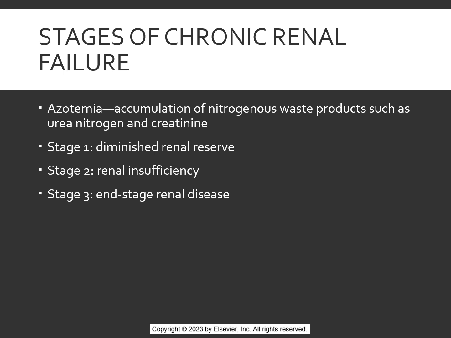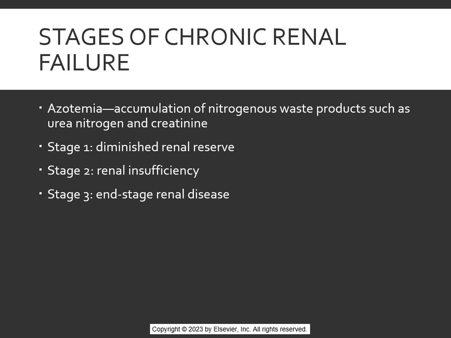There are 5 stages of CRF, all defined by their GFR. A normal GFR is 125 milliliters per minute. In stage 1, GFR is greater than 90 milliliters per minute. There is a diminished renal reserve, but no accumulation of metabolic waste. In stage 2, GFR is between 60 and 89 milliliters per minute. There is renal insufficiency and more kidney damage has occurred.